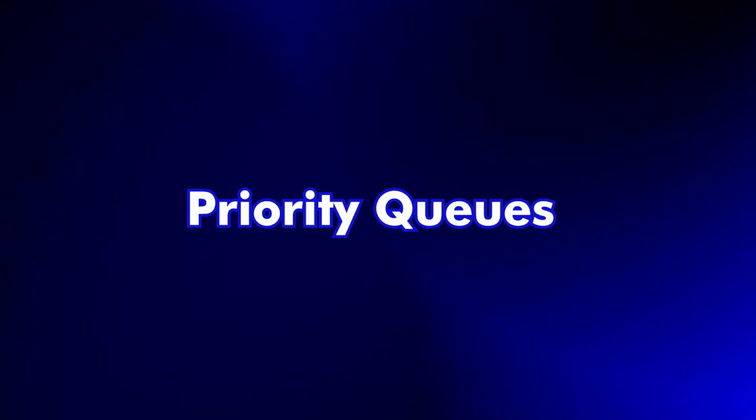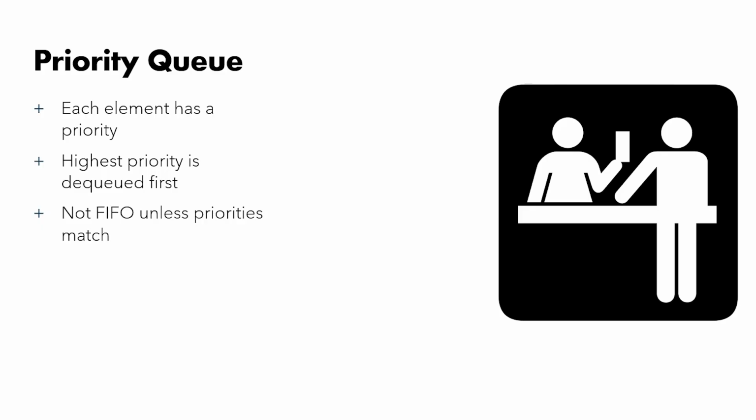We're going to be looking at priority queues. This is a type of queue where each element has a priority. This behaves like the normal queue. You can enqueue from the back, you remove from the front, but you remove based on priority. So the item that has the highest priority gets removed first. So it doesn't really follow the FIFO principle, first in, first out, except when all the priorities are the same.